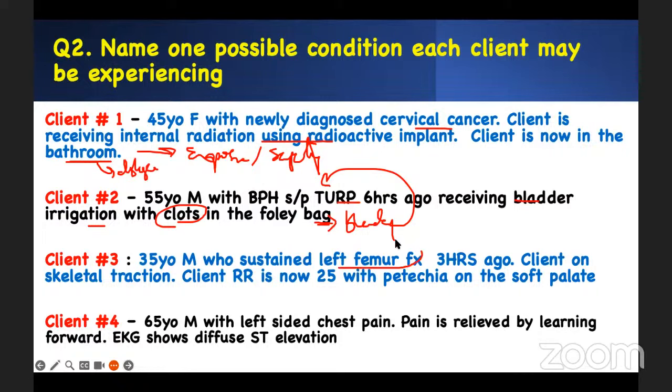35-year-old, femur fracture 3 hours ago. In skeletal traction, respiratory rate of 25 and petechia. Those are buzzwords you should recognize. What do you think? Long bone fracture? All of a sudden, my respiratory rate is up. I look at my skin or my soft palate, and there is petechia.